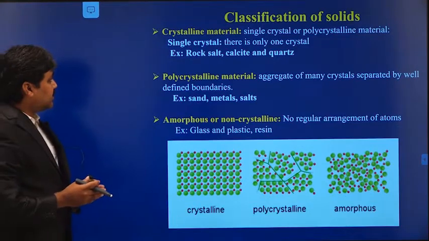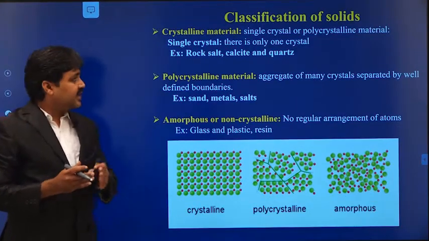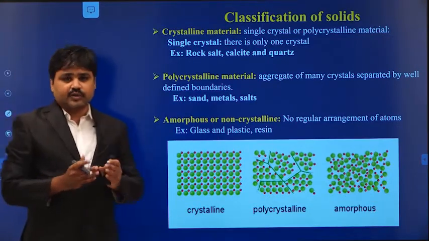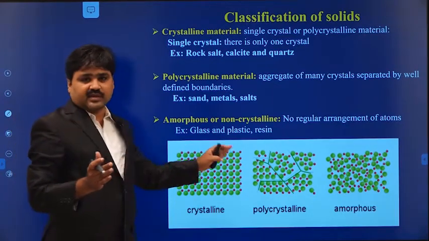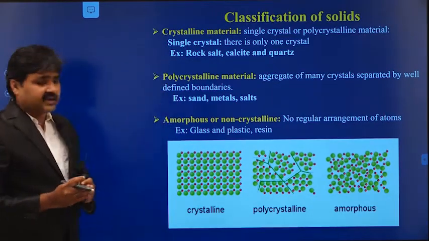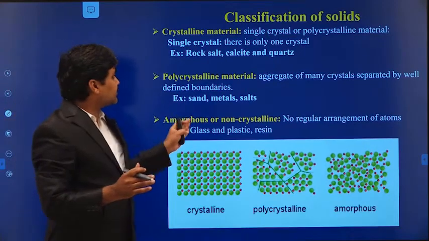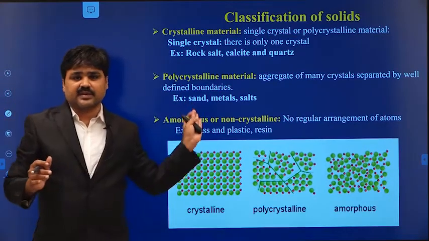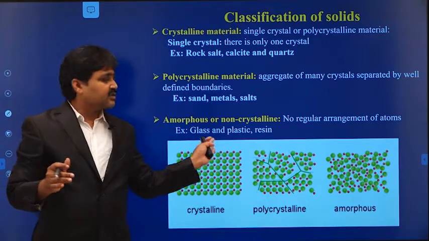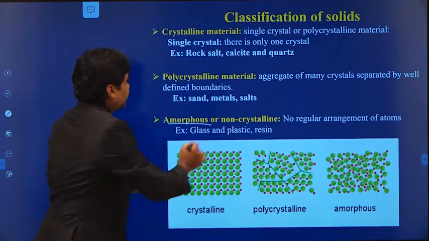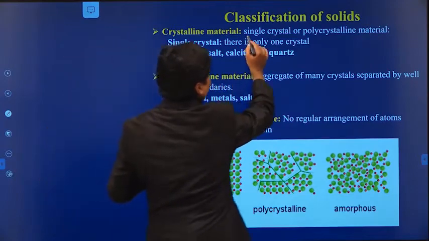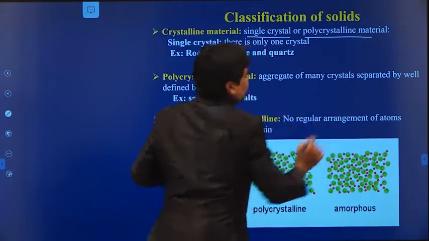So how do we classify these solids into different types of materials? Due to the attractive and repulsive forces, there will be an arrangement of the atoms. Based on the arrangement of the atoms, these are classified into crystalline materials and non-crystalline materials. The non-crystalline materials are also called amorphous materials. And the crystalline materials are classified into single crystalline or polycrystalline.